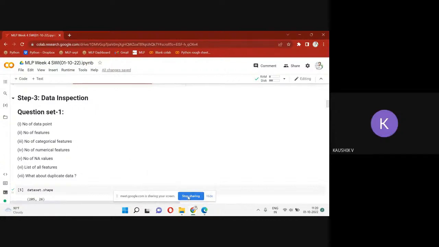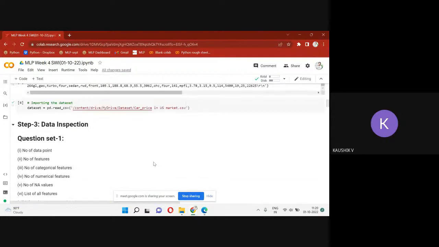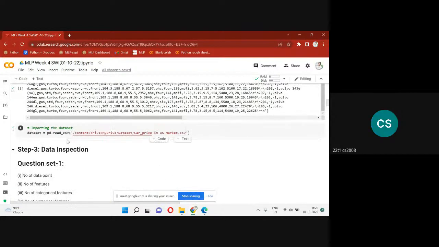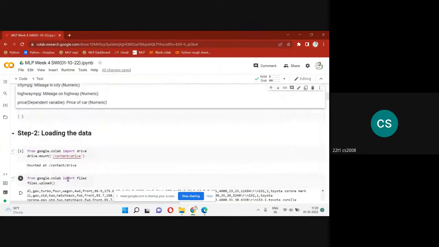Just a quick question. I have loaded it as a pandas data frame. That's okay, right? That's what we need to do? I was just wondering whether that's what we need to do. Yeah, okay. So you have loaded the pandas data frame.